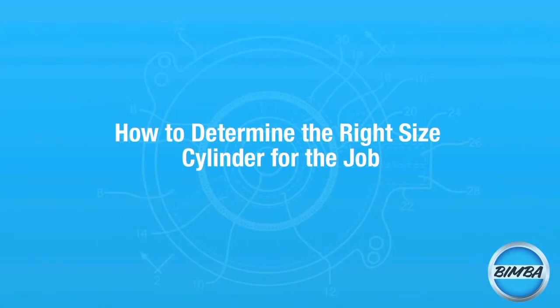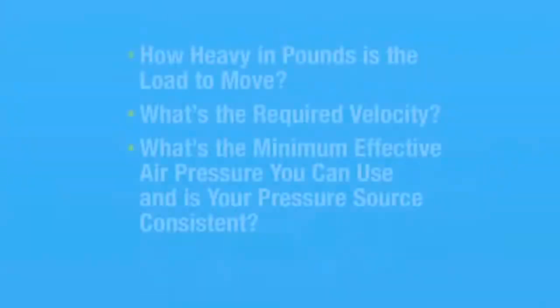To determine what size cylinder the task requires, you need to answer 3 key questions: load, velocity, and air pressure. How heavy is the load to be moved? The answer to this is usually a given, set by machine design. In order to move the load, you need to choose a cylinder that provides force greater than the load. It's a good idea to allow an additional factor of 25% force overload to compensate for friction.